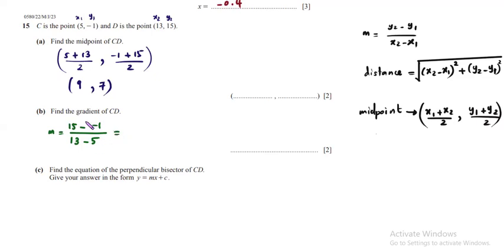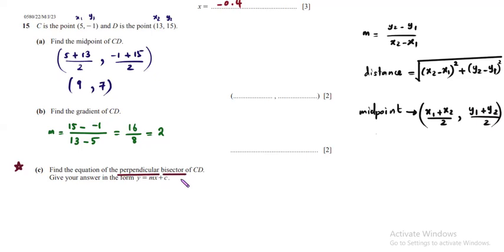15 minus negative 1 is 15 plus 1, that is equal to 16, over 13 minus 5 is equal to 8. This is the same as 2, which means the gradient of the line connecting these two coordinate points will be 2. The next question is a very, very important question. So in this question, we are asked to find the equation of the perpendicular bisector. This is a very important question.